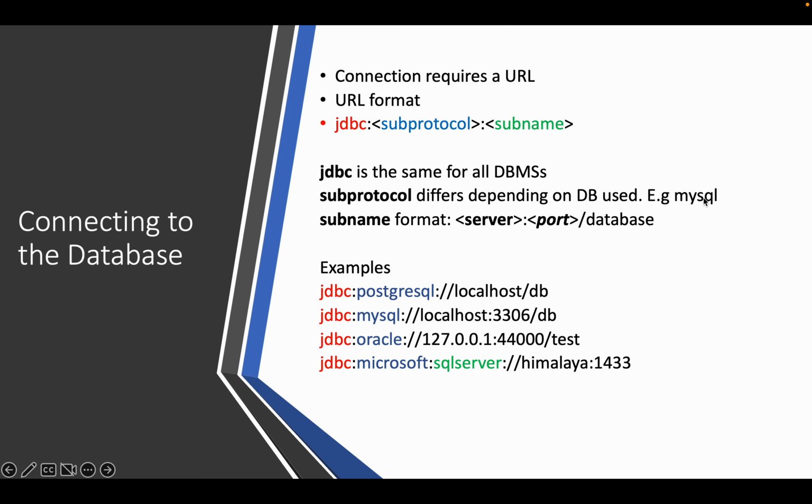E.g., we used MySQL. Then the subname format, obviously you see that we have a server, then we have the port, then you have the database. Examples that we see here, we see Postgres, local DB, MySQL, localhost, the 3236 port, and you have DB. You can also omit this default port if you want. Then you have JDBC Oracle. This is the way you create a connection URL to the database.